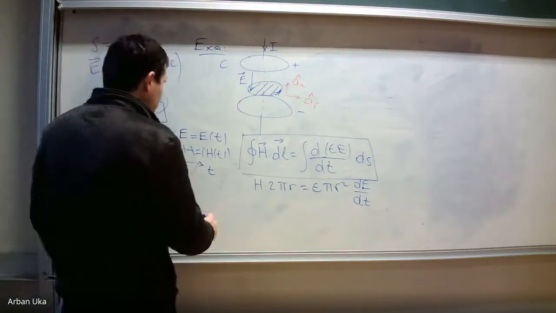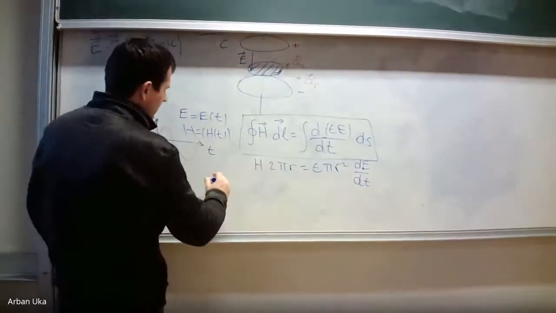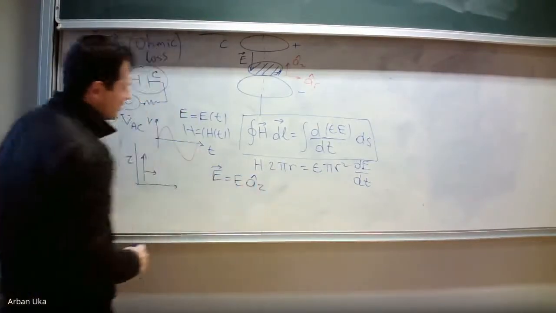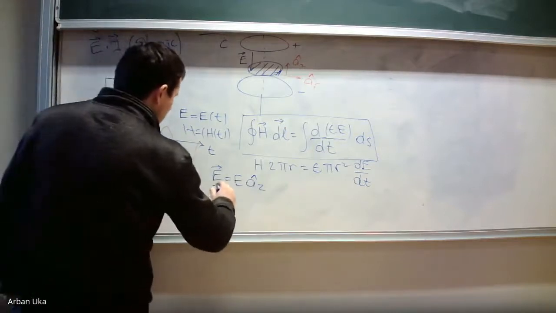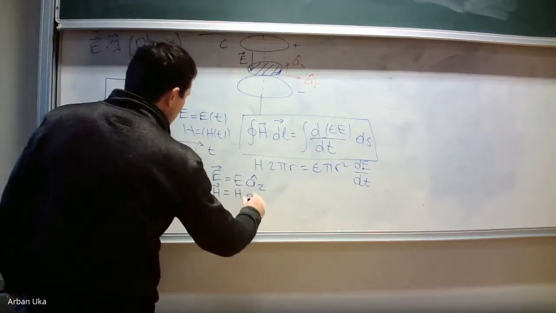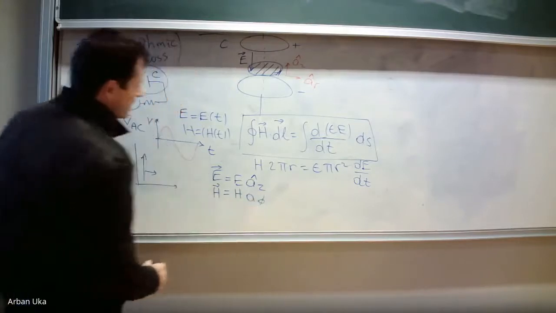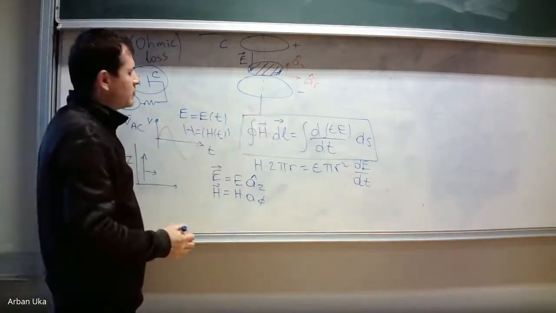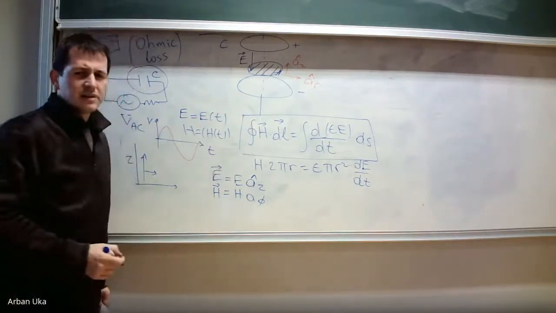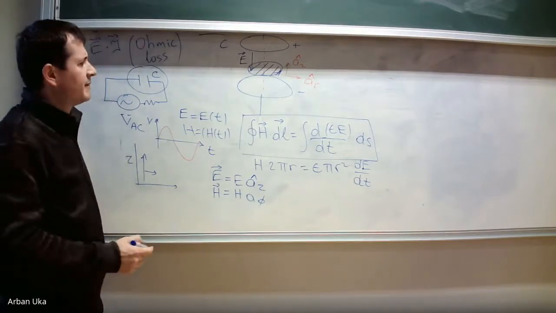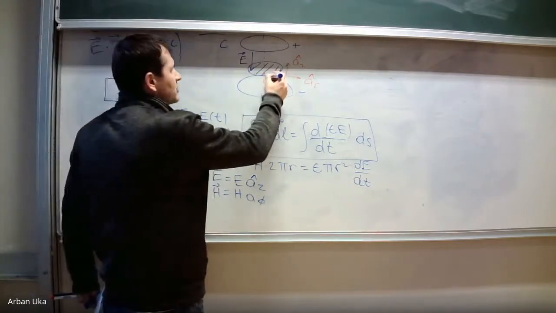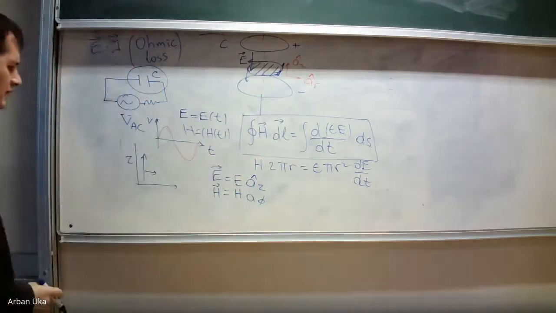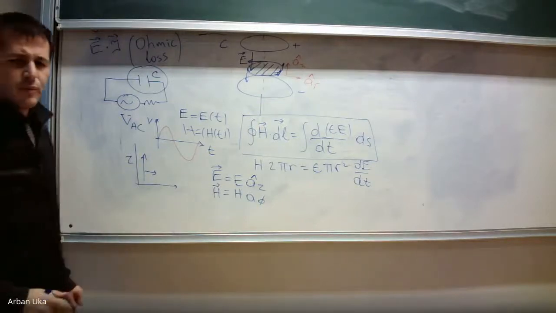But for H, E itself is E times AZ. H, as a vector, is the amplitude of H times A phi. When we say A phi, this is circulating, moving in the direction where phi is increasing. We know what A phi is, right? At any point here on the circle, it's going to be tangent to this circle, here and here.